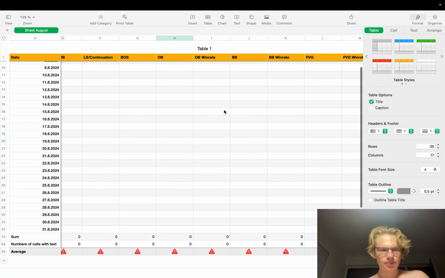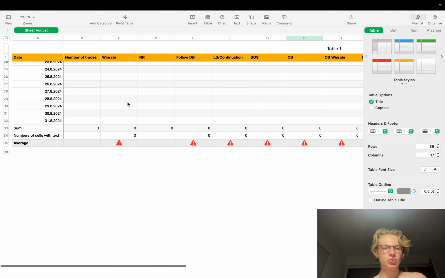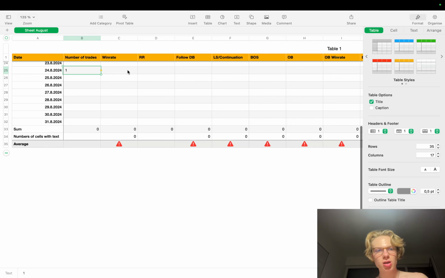Now here, that's just where all the info will be displayed. So after you've finished putting in all the data, let's say you took one trade, it was a winner, 2 RR, you followed your daily bias, break of structure, all of that.